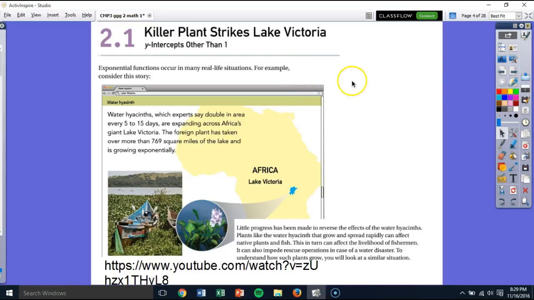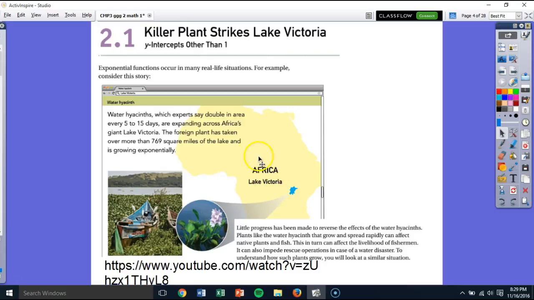investigation 2.1, killer plant strikes Lake Victoria, and talking about y-intercepts other than 1 or even 0. Exponential functions occur in many real-life situations. For example, consider this true story. Water hyacinths, which experts say double in area every 5 to 15 days. Okay, they double in area every 5 to 15 days, are expanding across Africa's giant Lake Victoria. The foreign plant has taken over more than 769 square miles of the lake and is growing exponentially.